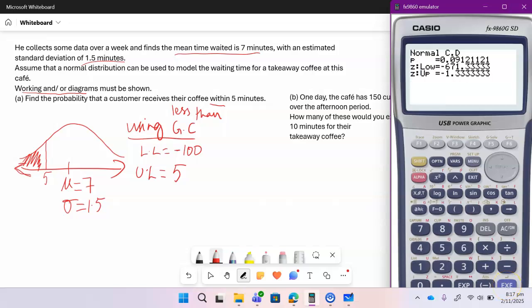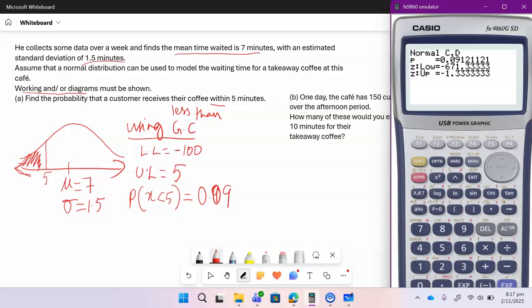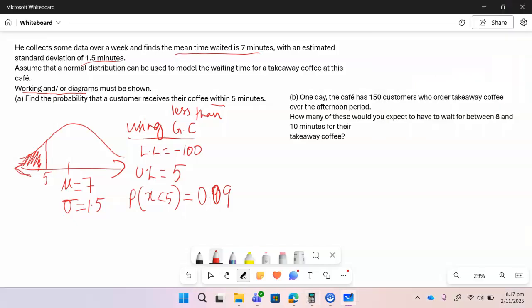Then we just press enter. Great, so the probability of the customer receiving their coffee within 5 minutes is 0.09121. I'm going to leave that as that. Remember to write your sentence as well, though.